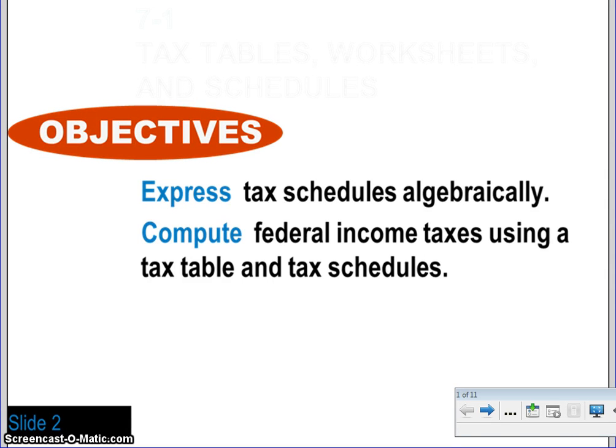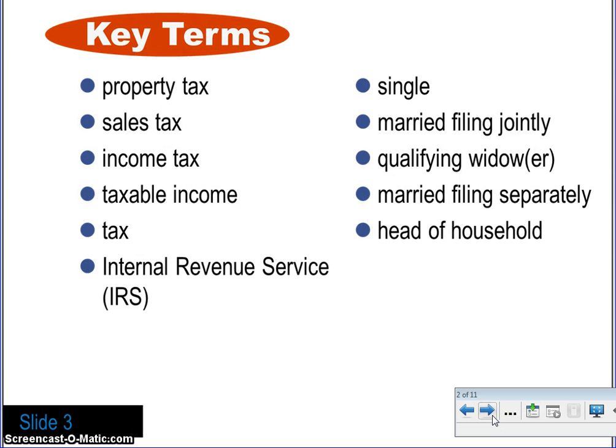Right, let's go ahead and start with 7.1, and that is tax tables, worksheets, and schedules. Our objectives for today, we're going to express tax schedules algebraically, and we're going to compute federal income taxes using a tax table and tax schedules. We've got a plethora here of vocabulary words that I hope you got when reading this section. If you have any questions, you can refer back to the book on that.